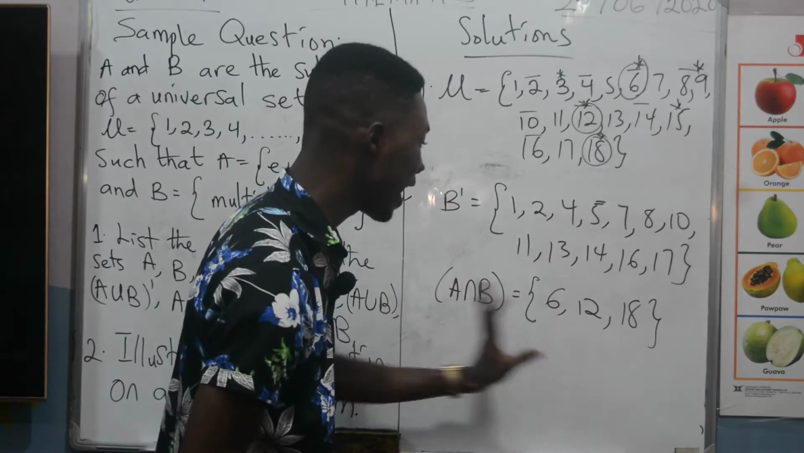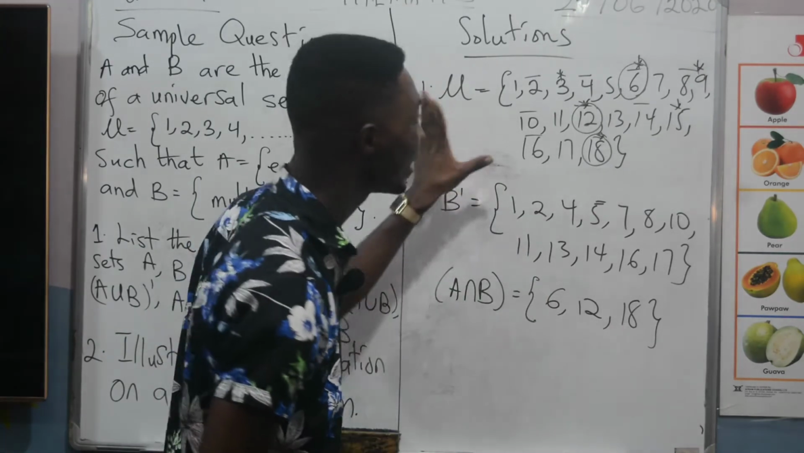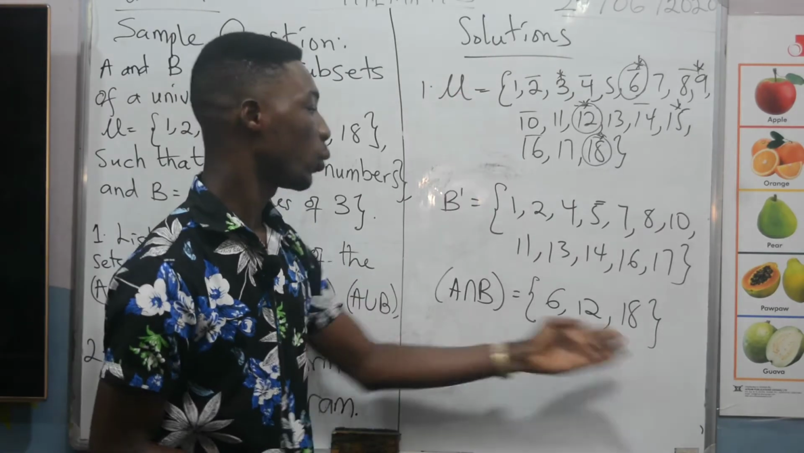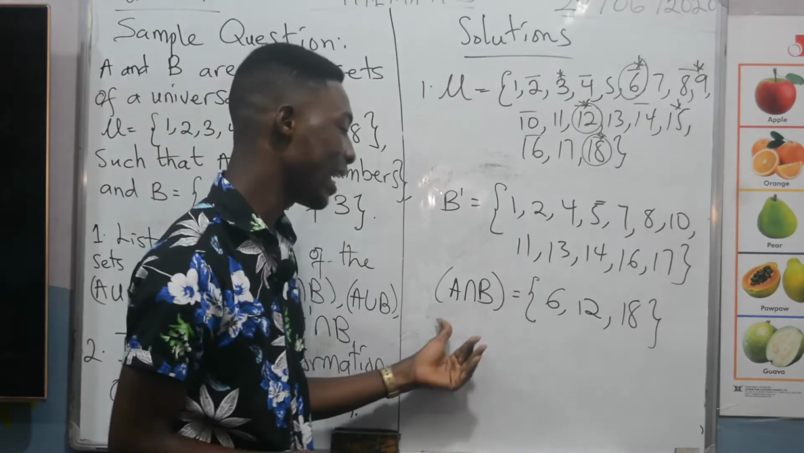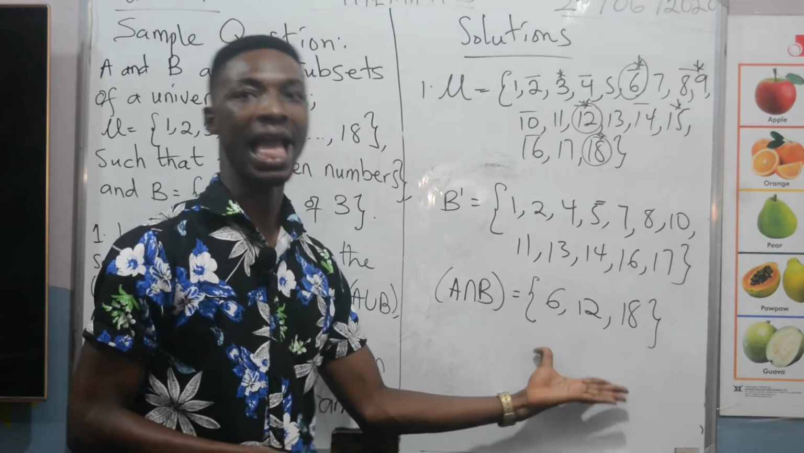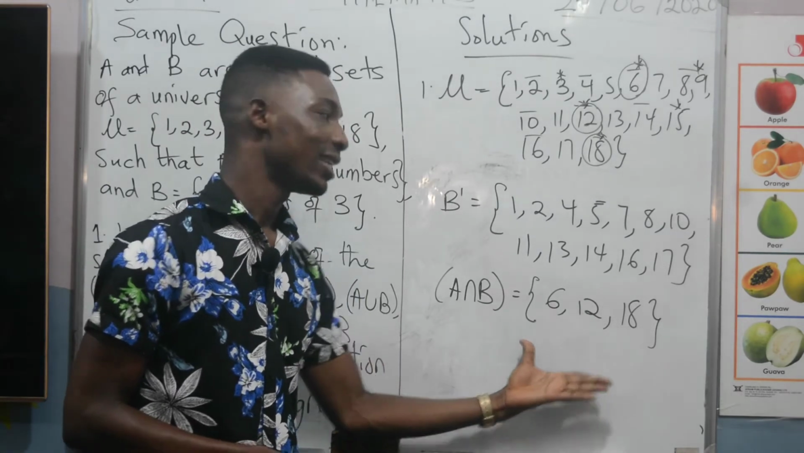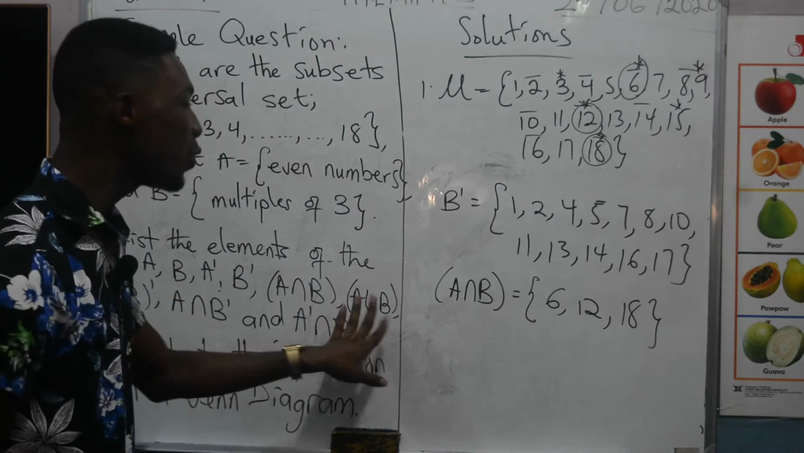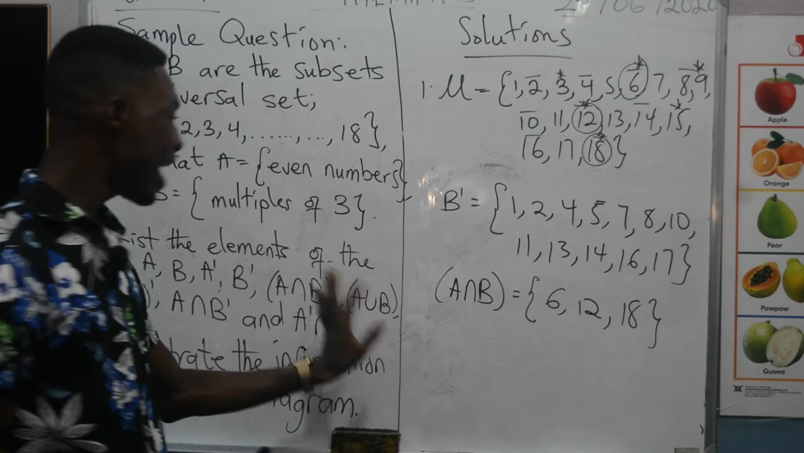Have I left anything out? Anything common to A and B? No. So we have 3 elements in A intersection B. These elements belong to both A and B. Now let's move on to the next set. The next one is A union B.